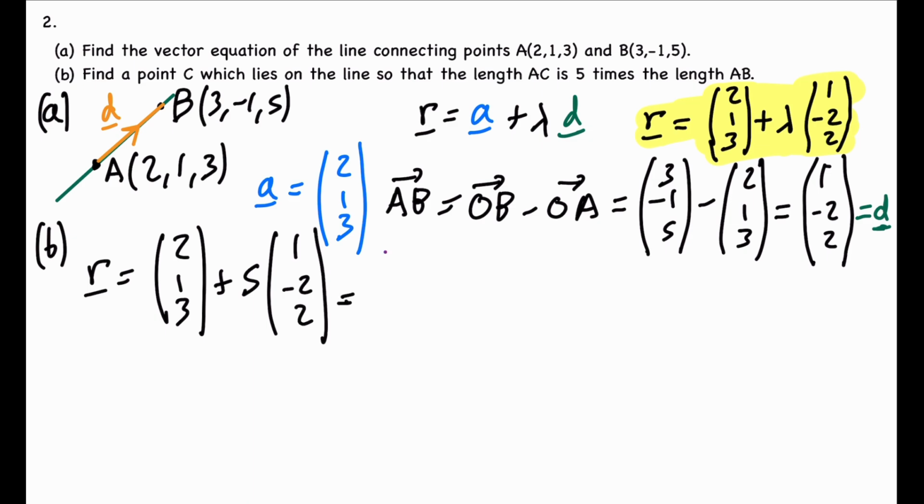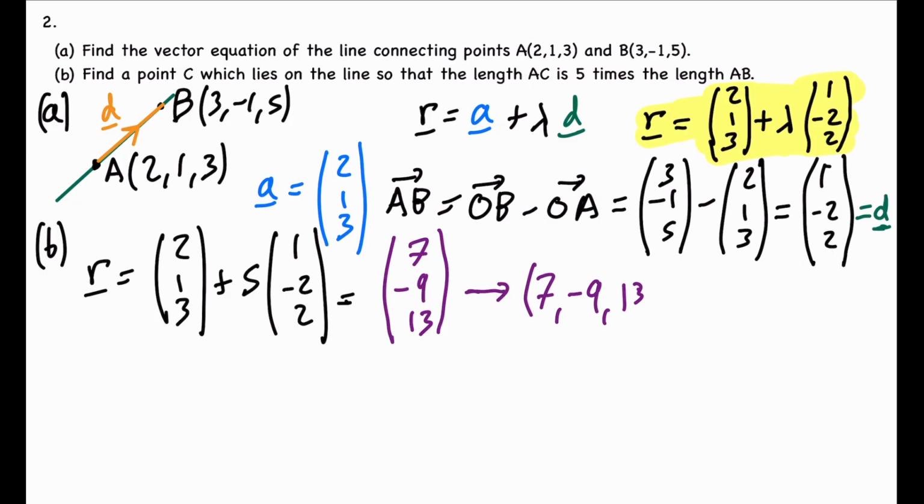And we get a point which is (7, -9, 13), which is the position vector of this point C, which is 5 times the length of AB, which is 5 times the distance away from A as B, and the coordinates can be written as (7, -9, 13). And we could also have another point where we go in the other direction, which is also 5 times the distance from A as B. But we'll just go in the opposite direction, because in this case, we just multiplied by 5. So we went up the line. So in this case, we're going to go down the line.